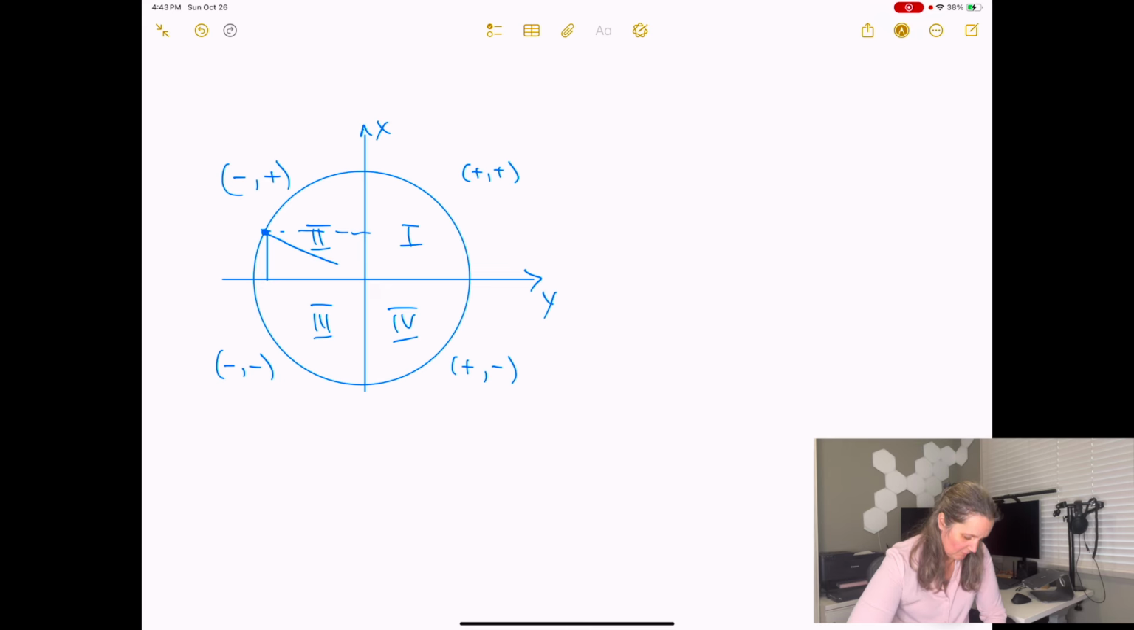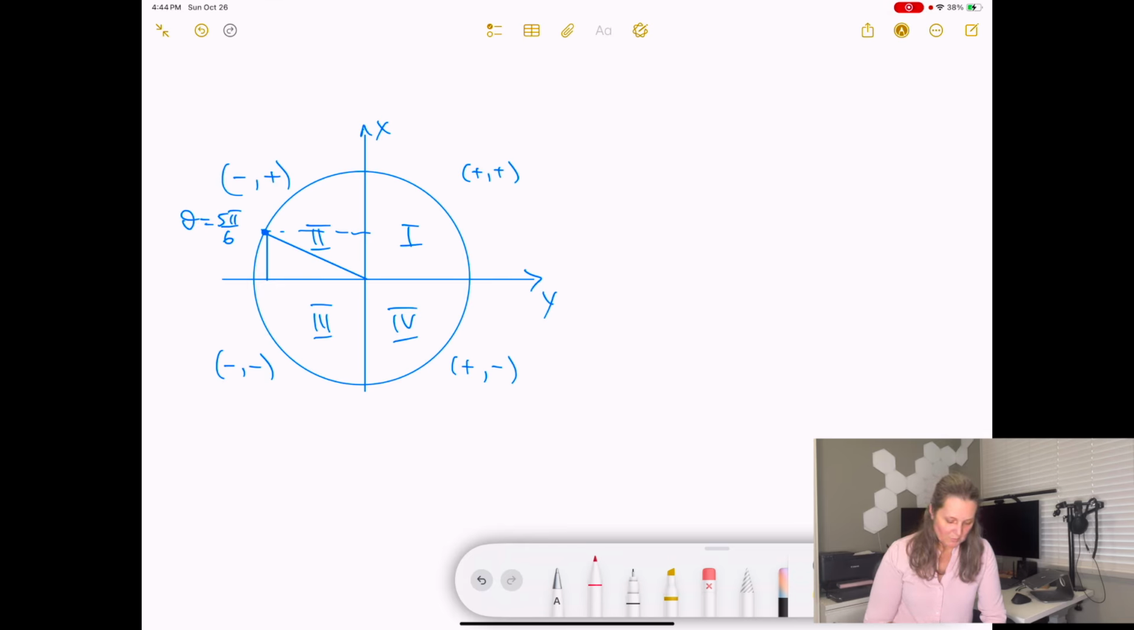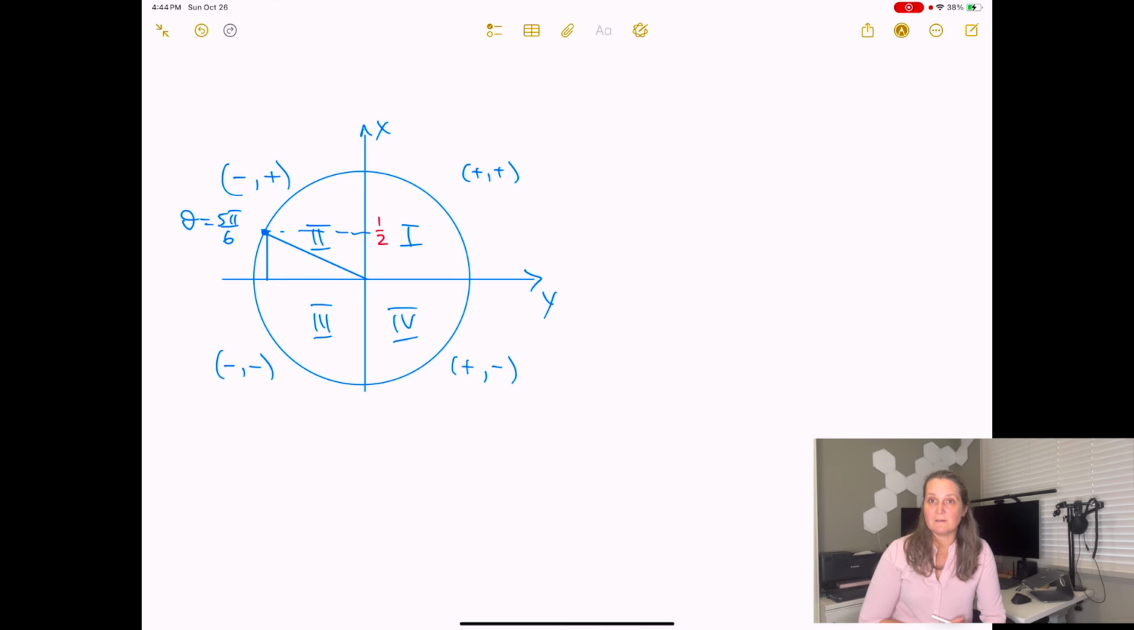Here's an example of an angle 5 pi over 6. Notice how the y-coordinate is equal to 1/2, which means that the other leg is going to be equal to square root of 3 over 2. But since the x-coordinate is negative, then cosine of 5 pi over 6 is equal to negative square root of 3 over 2, while sine of 5 pi over 6 is equal to a positive 1/2.